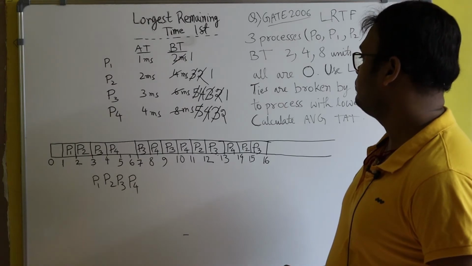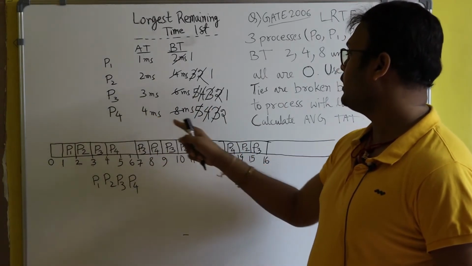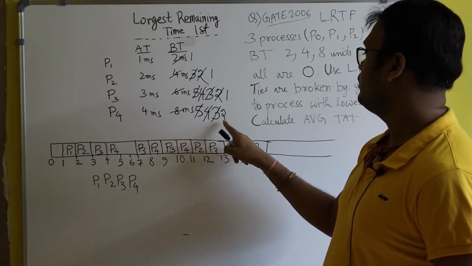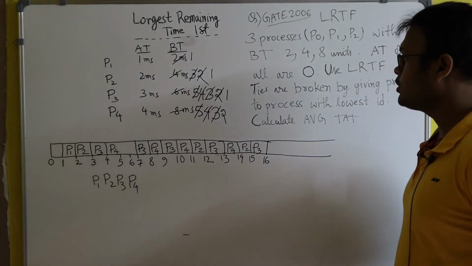So now process P4 will be selected because process P4 has the largest burst time of 2 milliseconds remaining. You see here. So here I will write process P4.